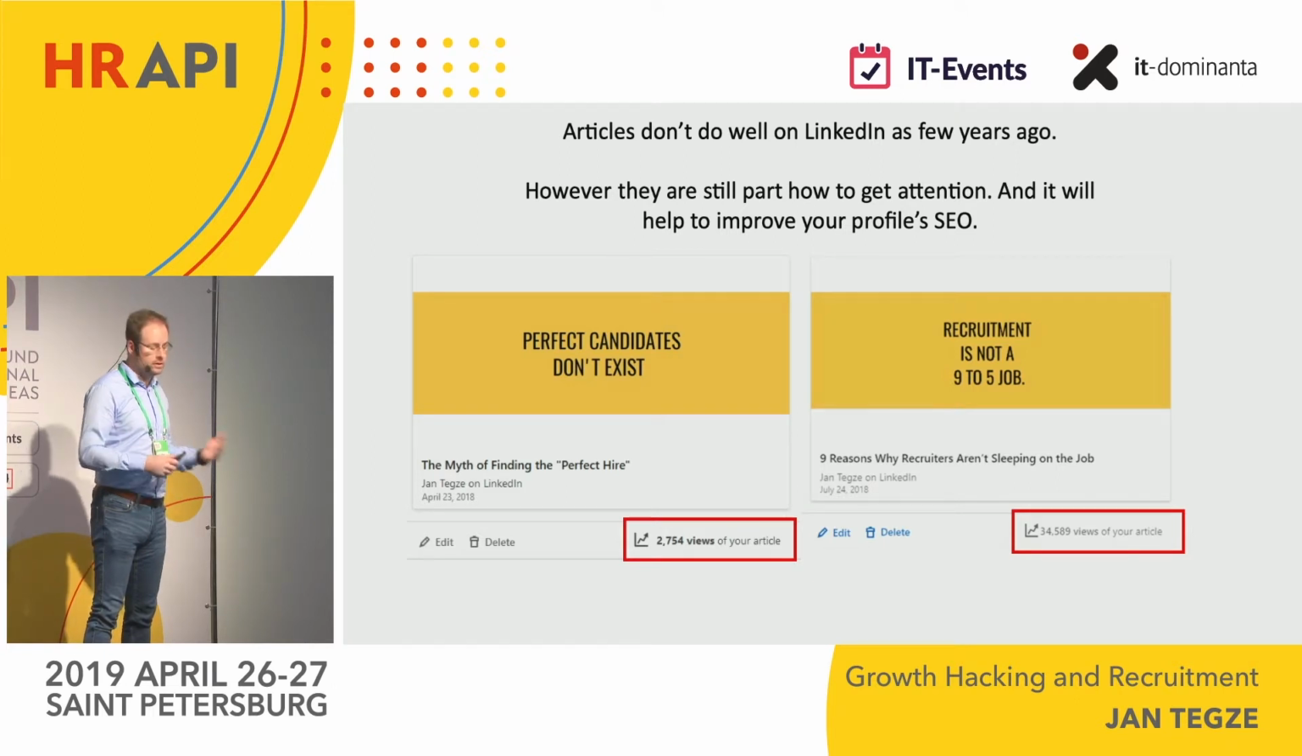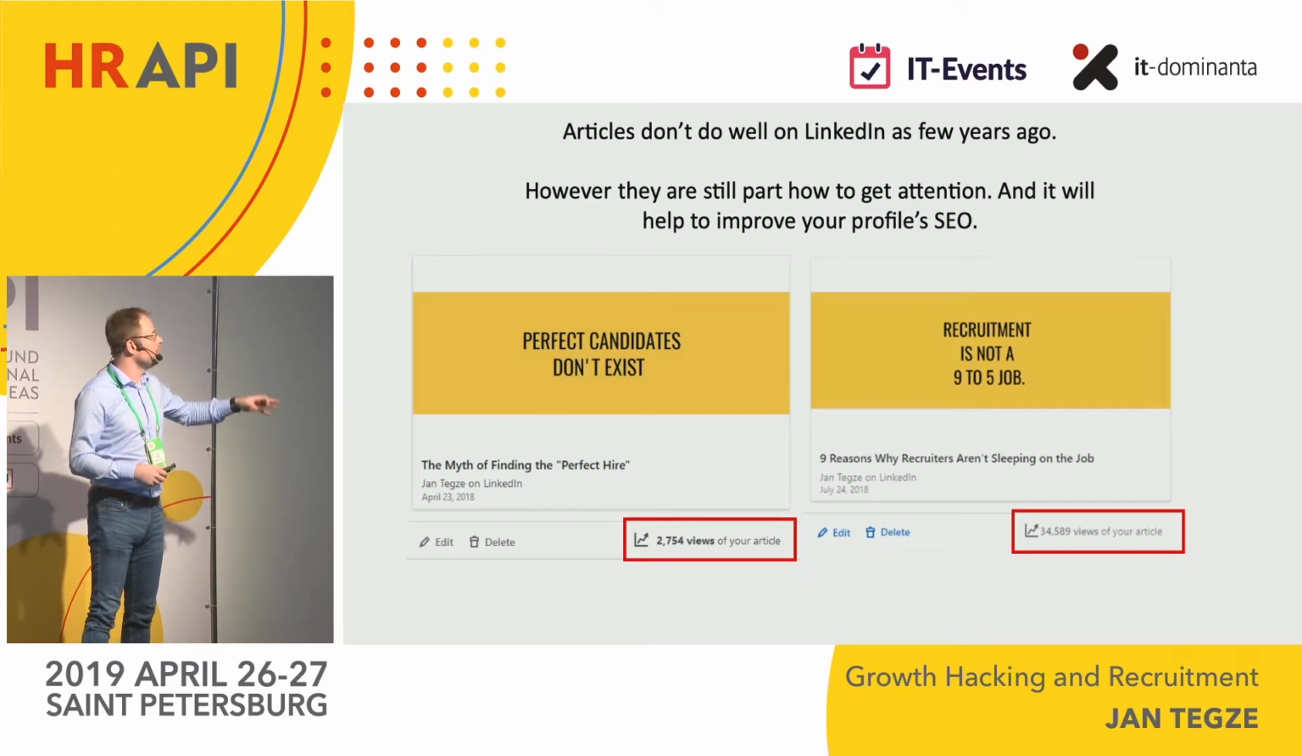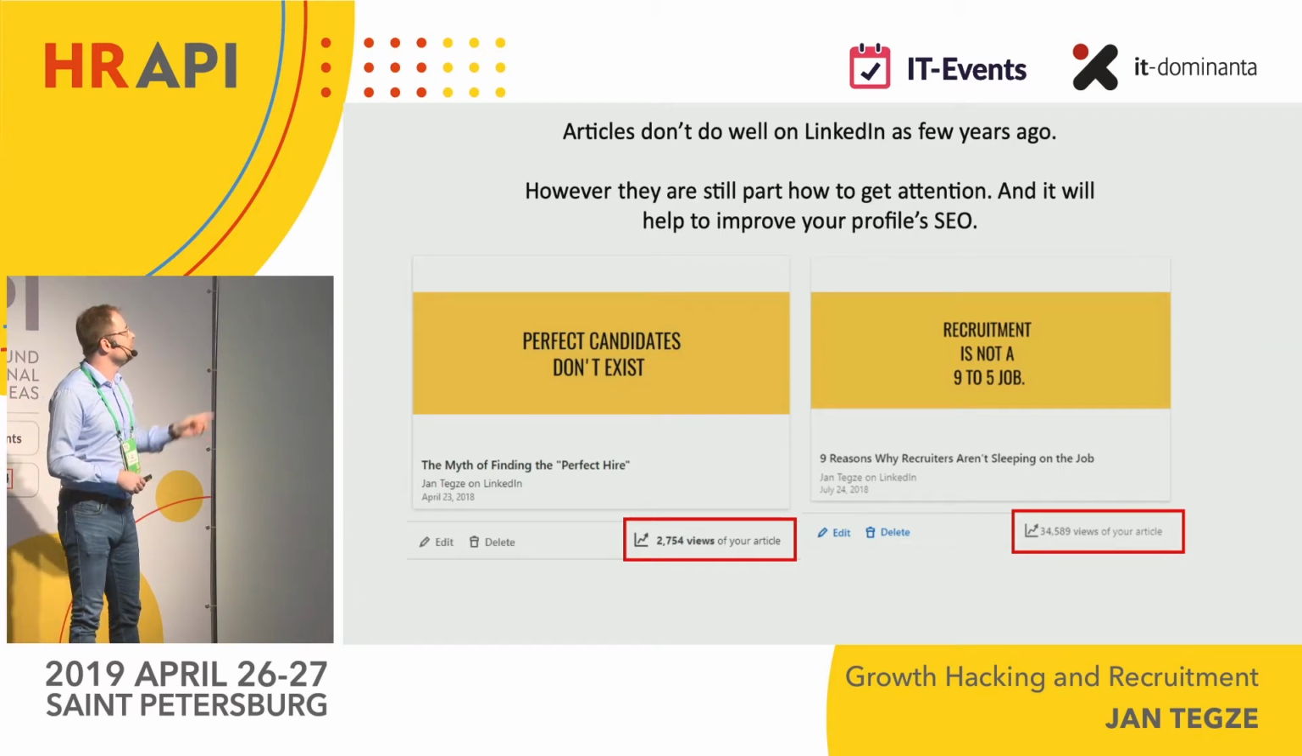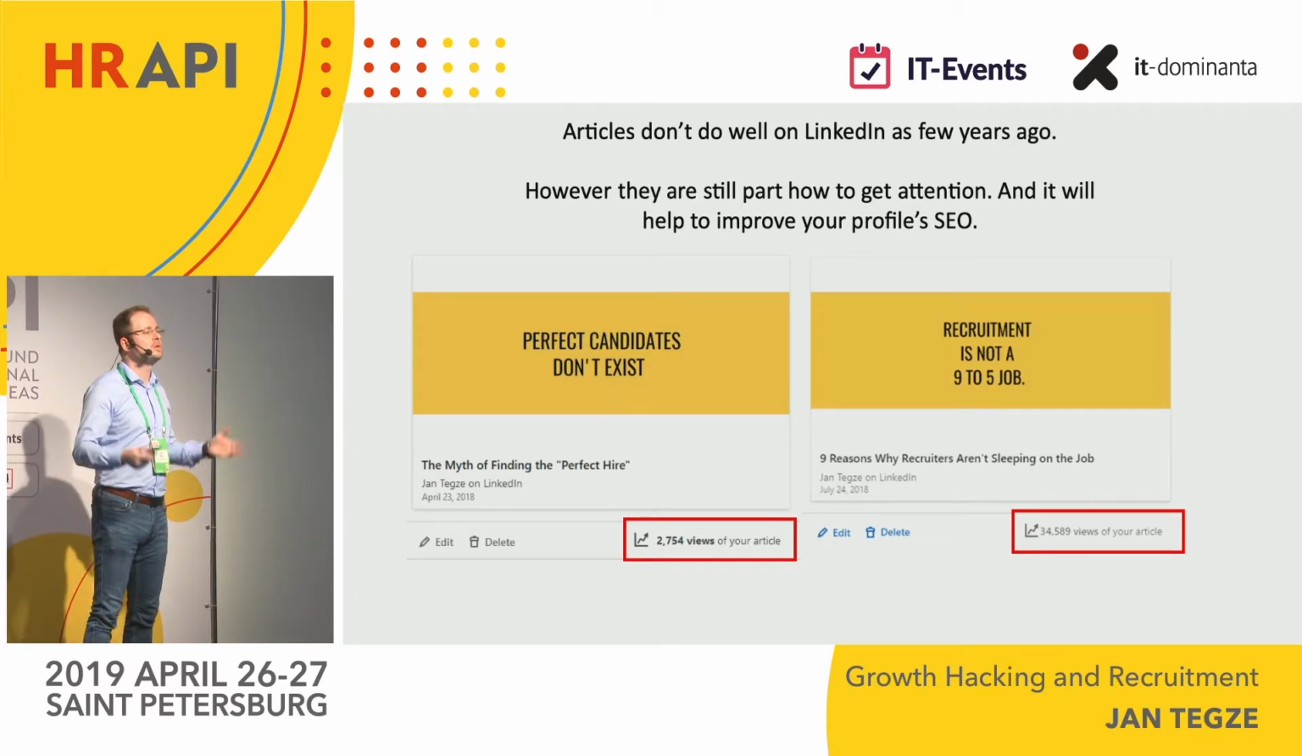And there are also differences in how the topic is going to have a bigger impact on people. So if you choose "recruitment is not a 9-to-5 job," it's going to have an impact because people can connect with it more than with "perfect candidates don't exist."